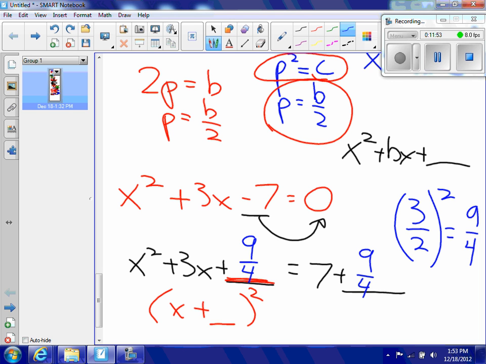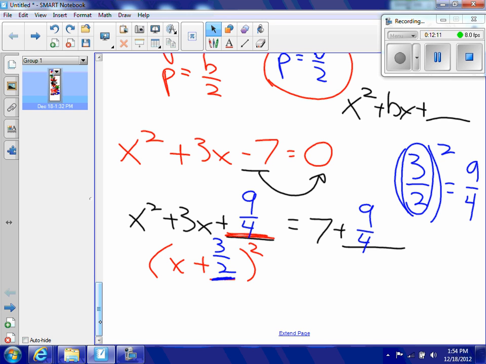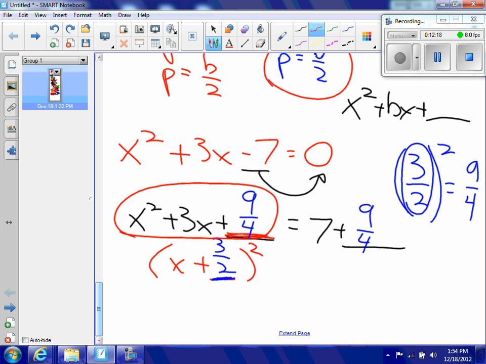Now notice what's going to go over here. This was the p that I had, right? And the p that I had was b over 2, which was the 3 halves. So this 3 halves is going to fit right there. The whole purpose here was to create, by completing the square, this trinomial, which I knew from the beginning, because of the way I constructed it, would turn into this binomial squared.